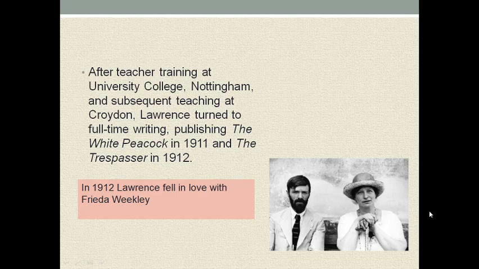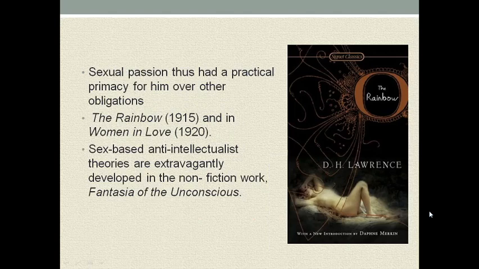Sexual passion thus had a practical primacy for him over other obligations, and it was again his preoccupation in works like The Rainbow, which came out in the year 1915, and this work Women in Love. So the former novel, The Rainbow, covers the lives of three generations of a Nottinghamshire family, the Brangwens, and is concerned about the emotional career of Ursula Brangwen, a sensitive woman who rejects the deadening mechanization of spirit and environment by the mining industry.